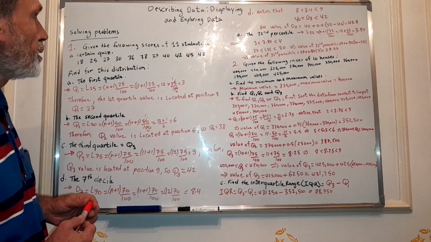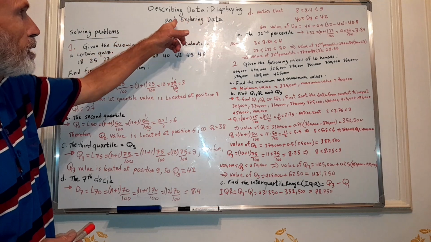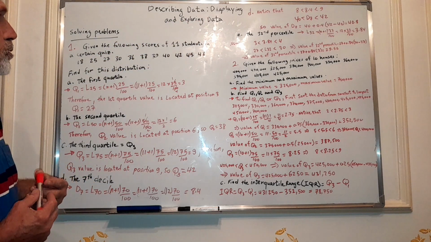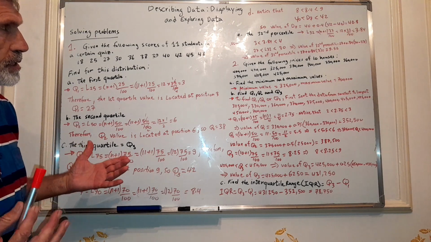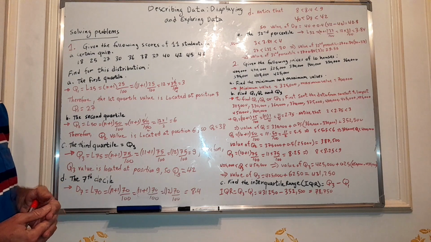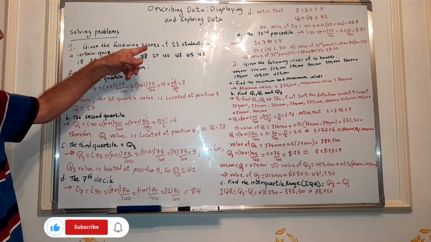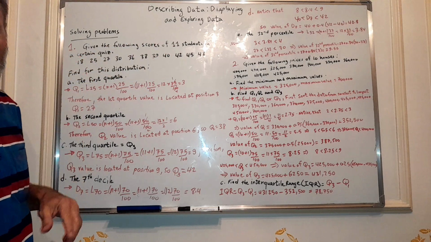Okay, now in this chapter, describing data, displaying and exploring data. Here we're going to solve problems, of course. After discussing the chapter, we're going to solve the problems. Problem number one, it says, given the following scores of 11 students in a certain quiz.